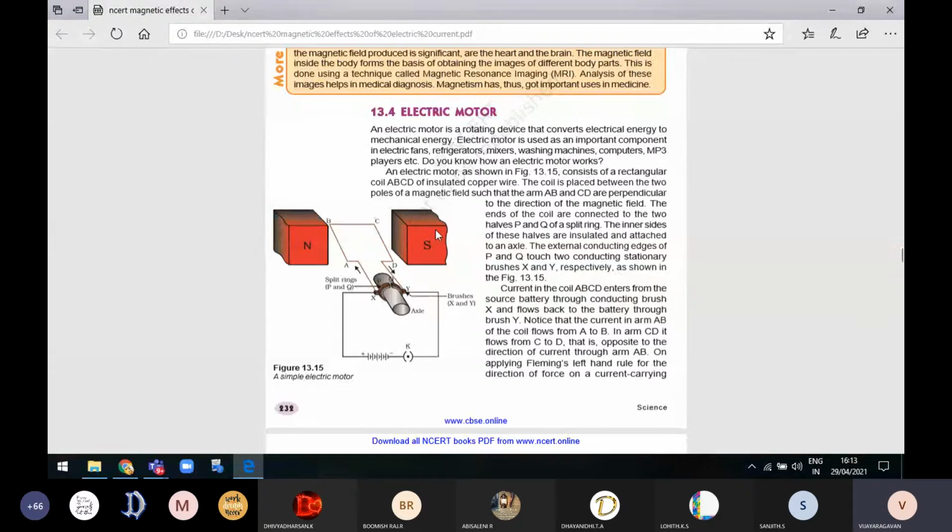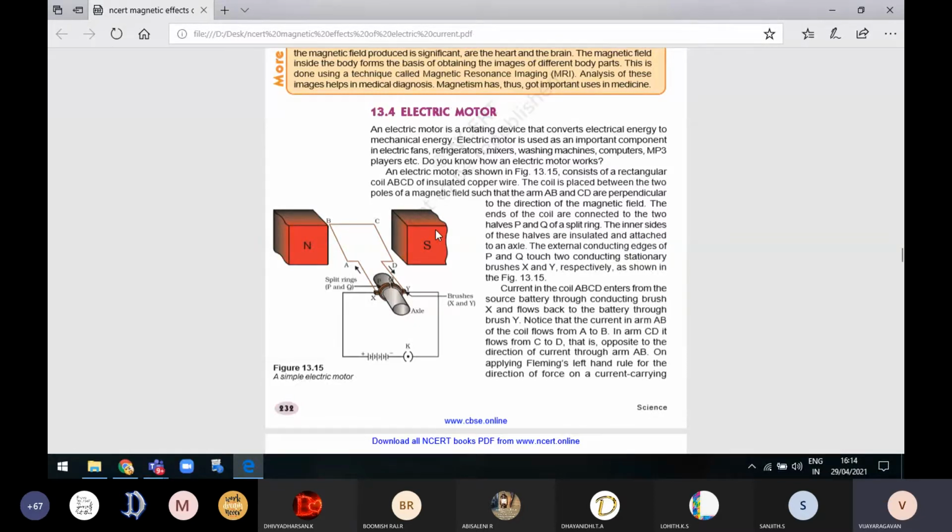The electrical motor consists of a rectangular coil ABCD of insulated copper wire. The coil is placed between the two poles of a magnetic field such that the arms AB and CD are perpendicular to the direction of the magnetic field. Clear? Arms AB and CD are perpendicular, not parallel. The arms must be perpendicular to the magnetic field direction; if parallel, it will not work.